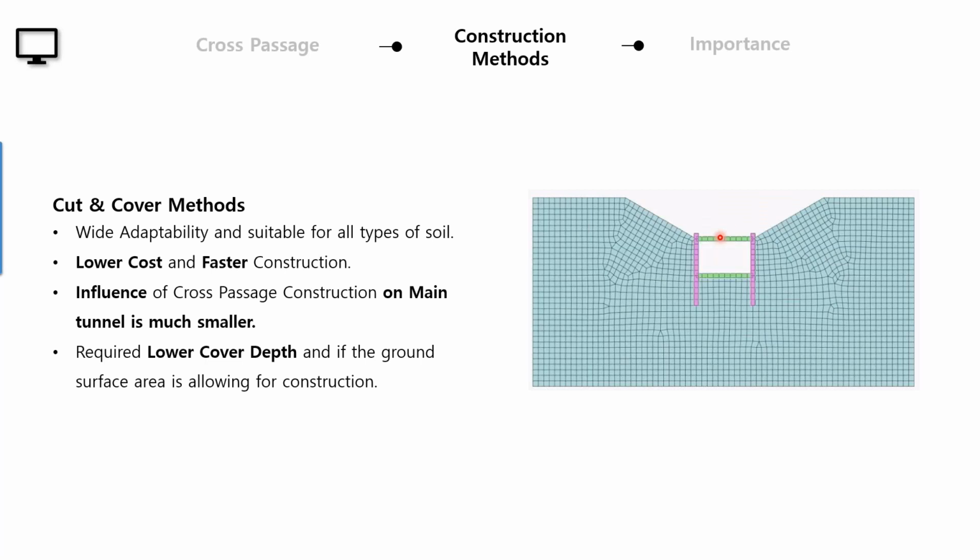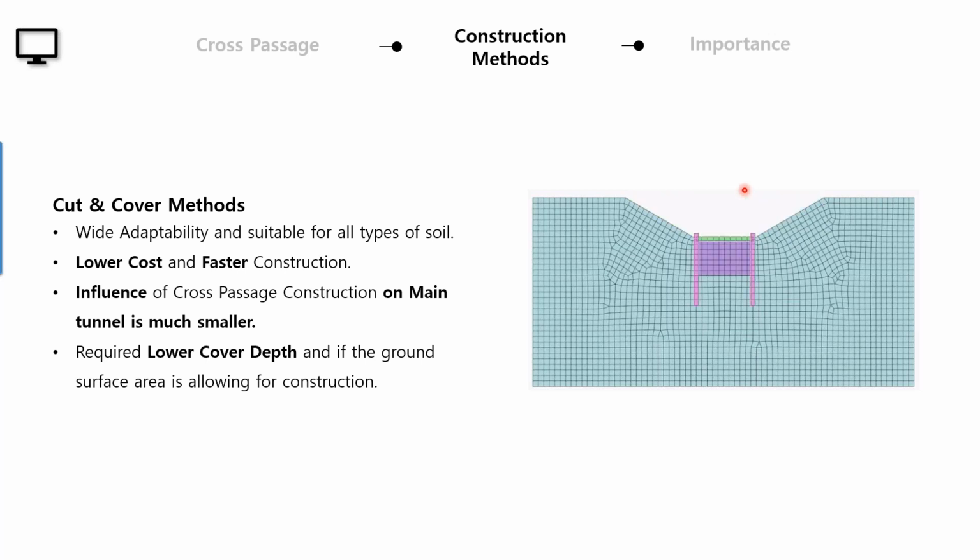And here there are some advantages. It has a wide, good adaptability and is suitable for all kinds of soils. It is lower in cost and faster in construction. But the important thing is it should have a lower cover depth, and also the ground surface over there should be free. That means there shouldn't be any buildings, and there should be enough space for the construction materials to come in and the excavation material to go out. All that should be there. Only then is it feasible to go for the cut and cover method.